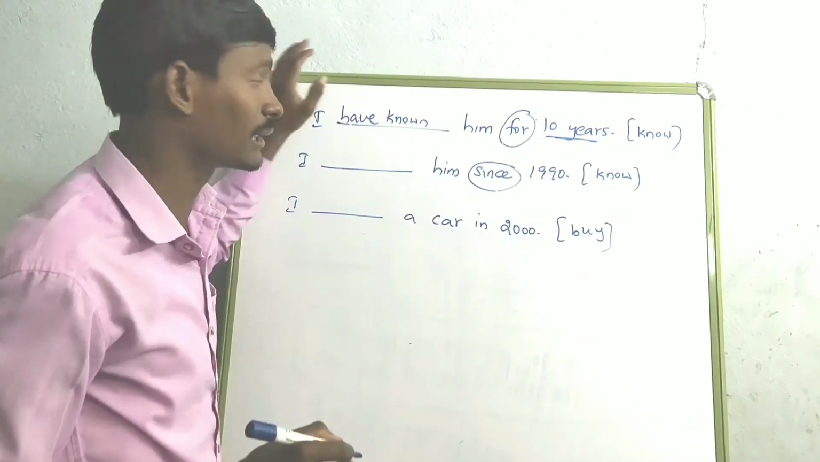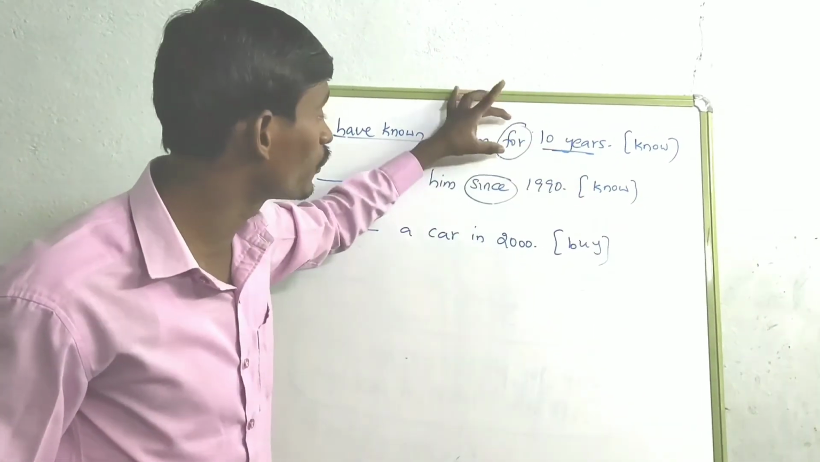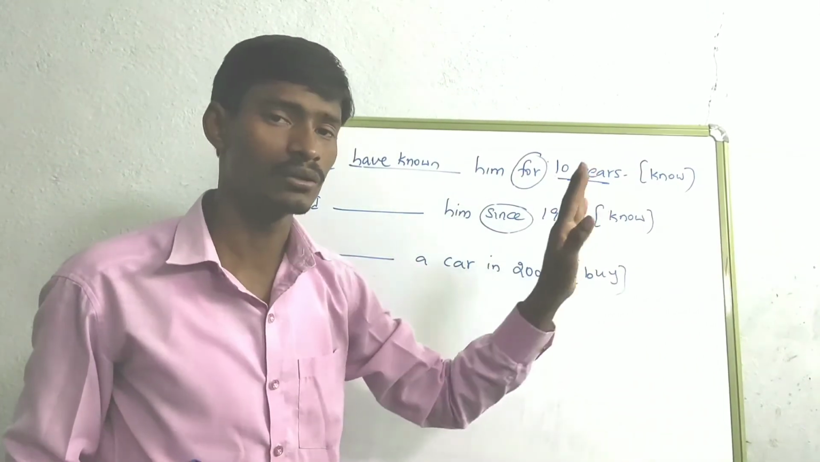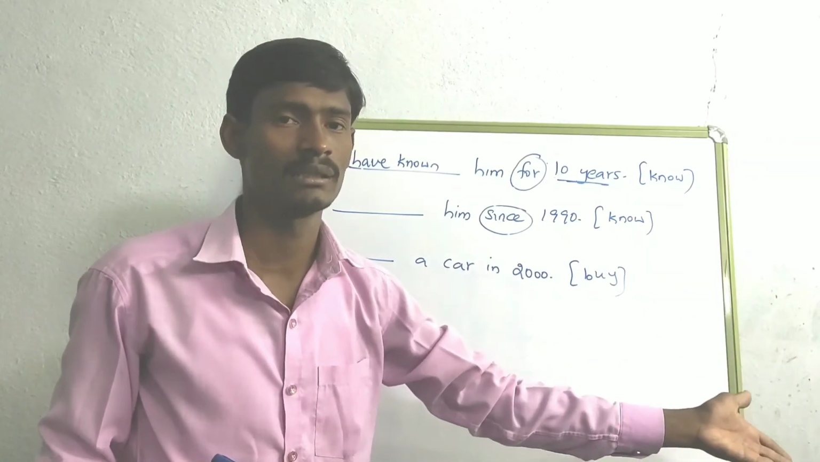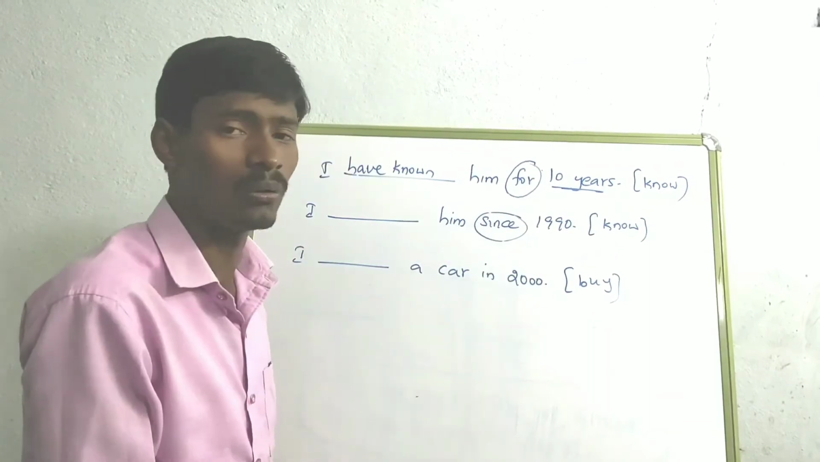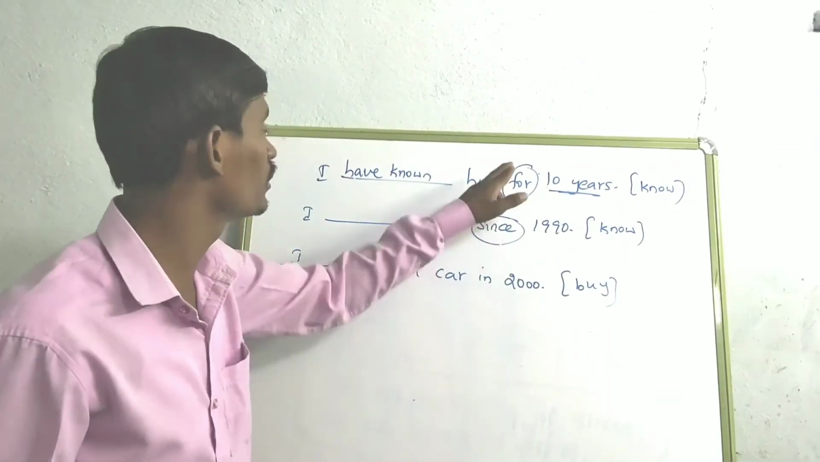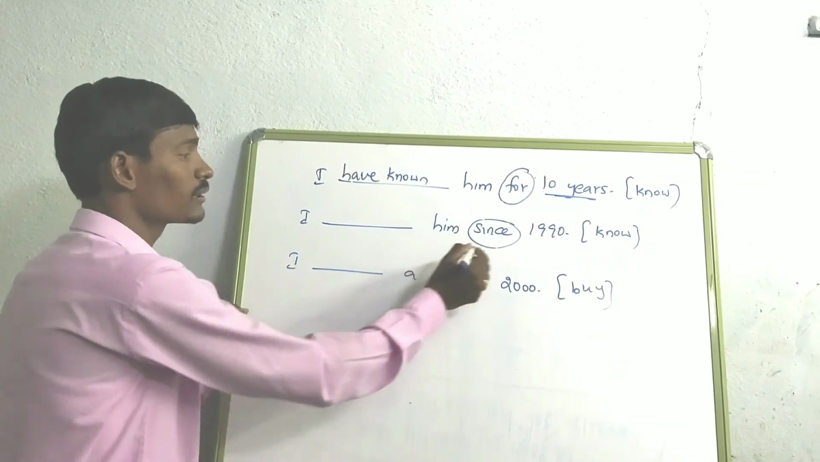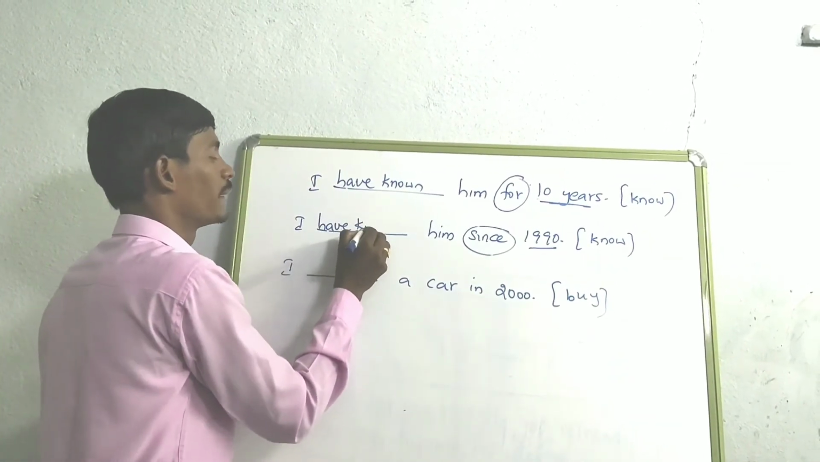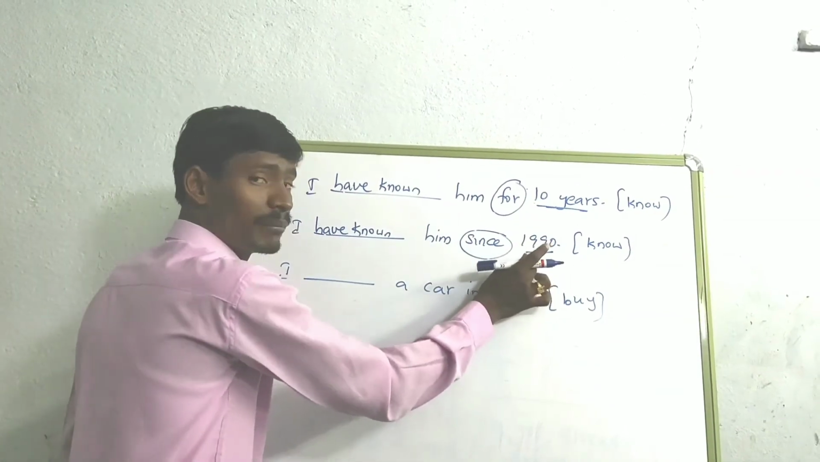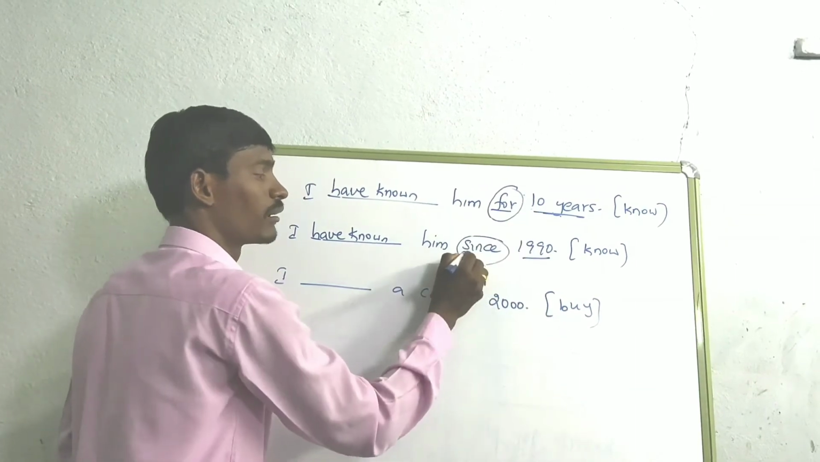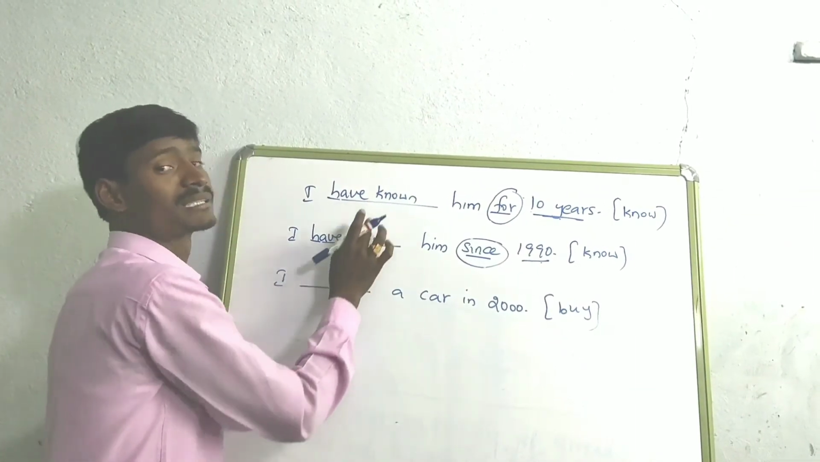Remember this important point. Time is given, but before that either for or since, you should not go for simple past tense. You should only write present perfect tense, because it is linking use. For the past 10 years till now you know him. That's why you have to go for have known. Here also, since 1990 you should go for I have known him, because it is point of time, exact time. This is duration. When you see for and time or since and time, you should go for present perfect.